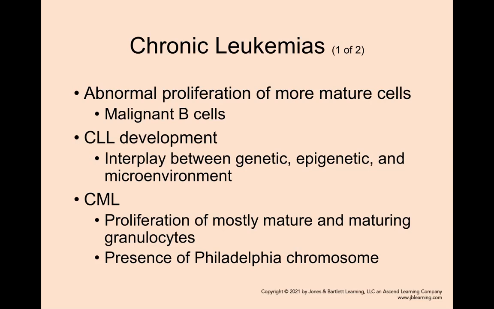CML depends on the lineage of the polycythemia vera. You might see essential thrombocythemia or primary myelofibrosis. With these, you also have the presence of the Philadelphia chromosome, which again is one of those questions that everybody likes to ask. So make sure you know that CML is the presence of the Philadelphia chromosome.